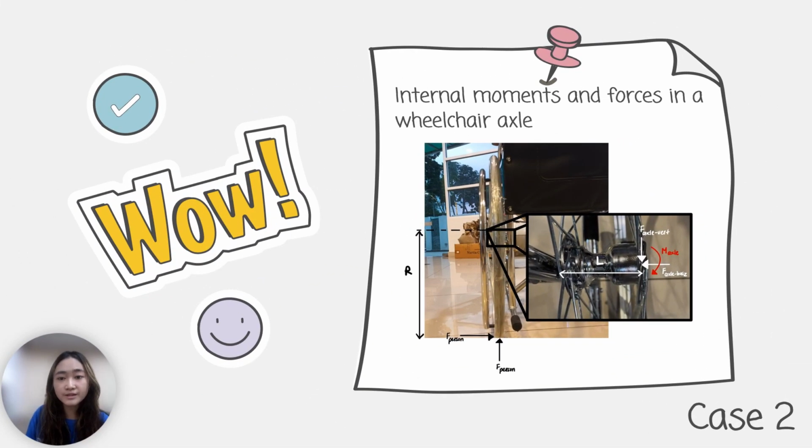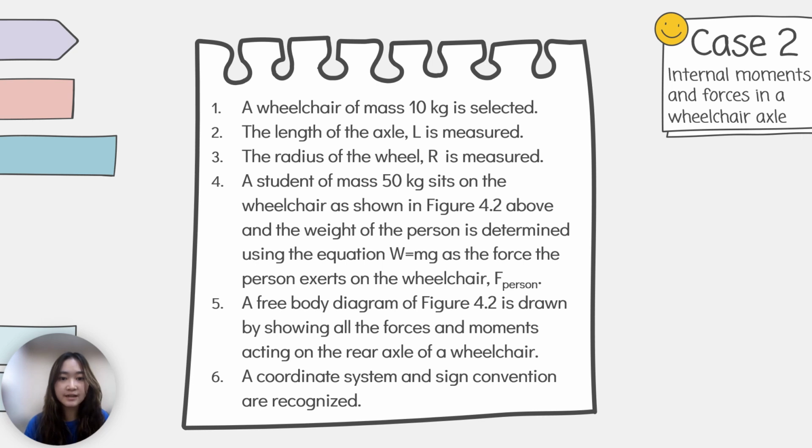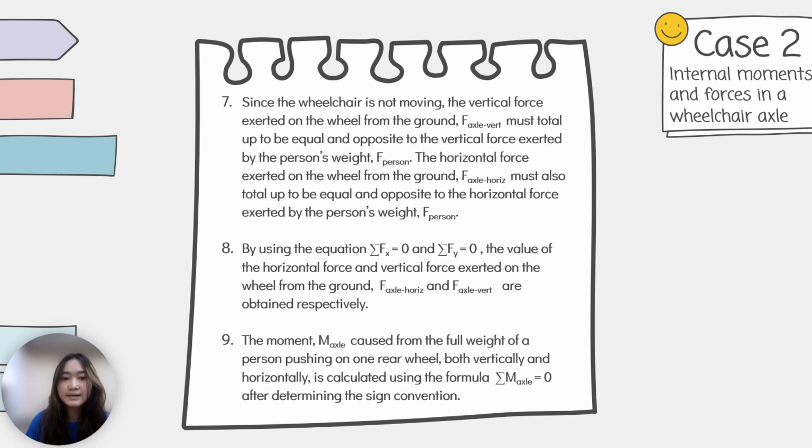So now moving on to the second case, which is the internal moments and forces in a wheelchair axle. So first we select the same 10 kg wheelchair, and then we measure the length of the axle and the radius of the wheel, and then we determine the force of the person, as well as we draw a free body diagram. Next, we determine the vertical force of axle as well as the horizontal force of axle by using these two equations, and then we determine the moment of axle by using this formula, total moment of axle equals 0.